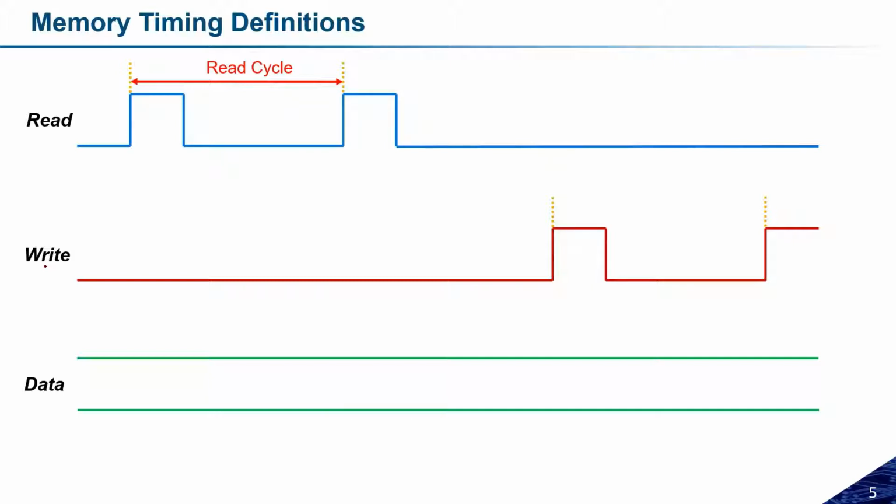Okay. The first important thing is the read cycle: the time between two successive read pulses is called the read cycle time. Next, if I want to perform a write operation, the minimum time required between two successive write pulses is called the write cycle time. This is something very simple; we simply consider two successive reads and two successive writes.